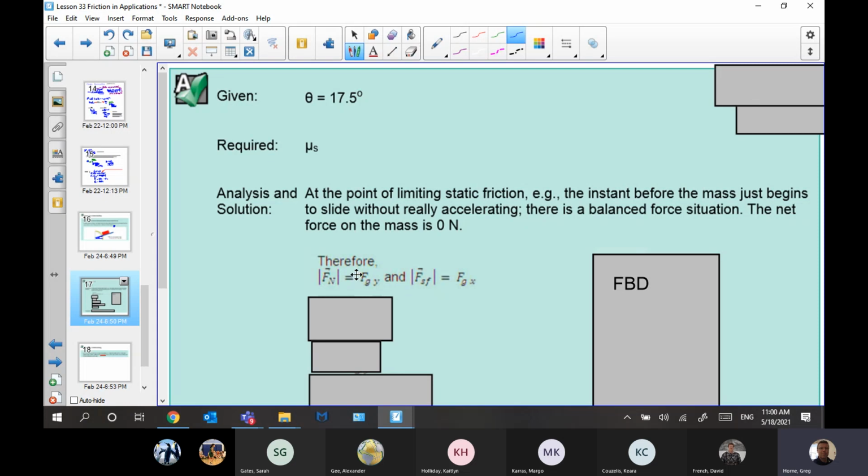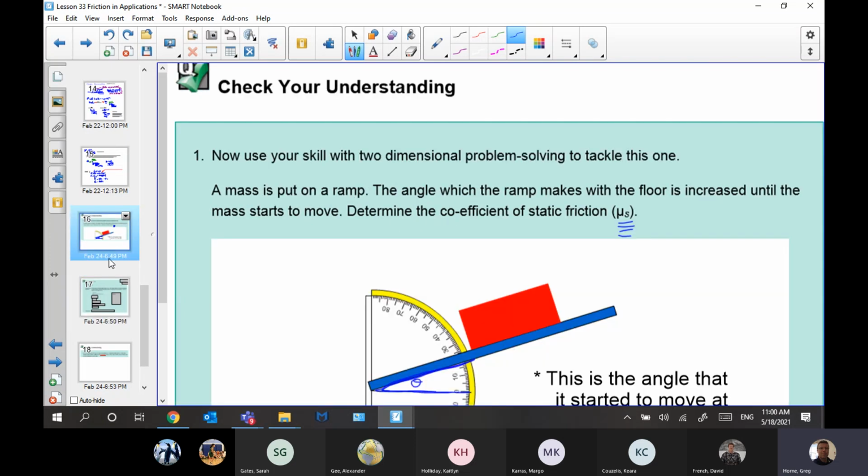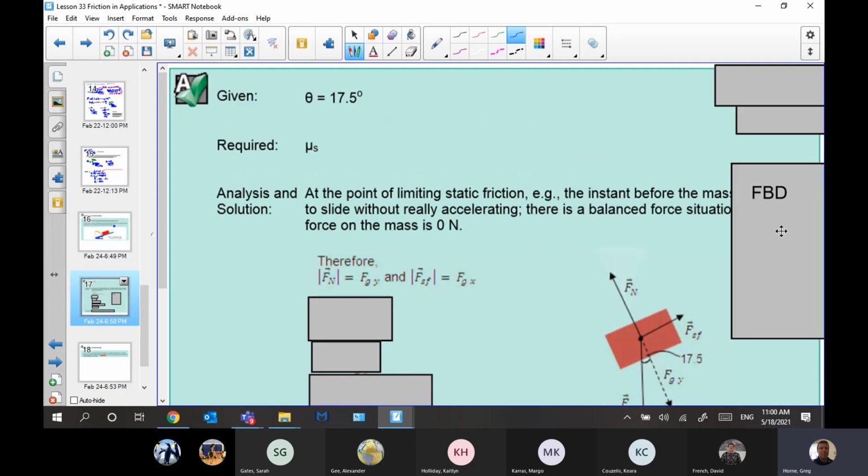So they're saying, okay, your normal force is F_gy, and your friction force is equal to the X component of the gravity. So in this diagram, maybe I'll do a new diagram, free body diagram, here it is.